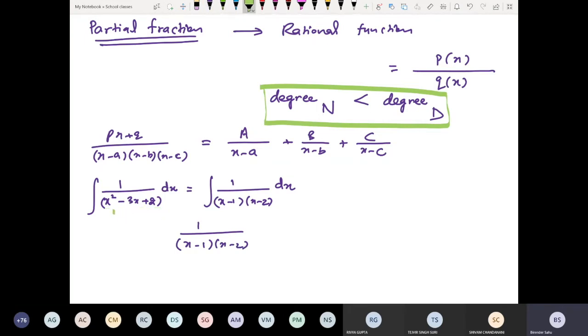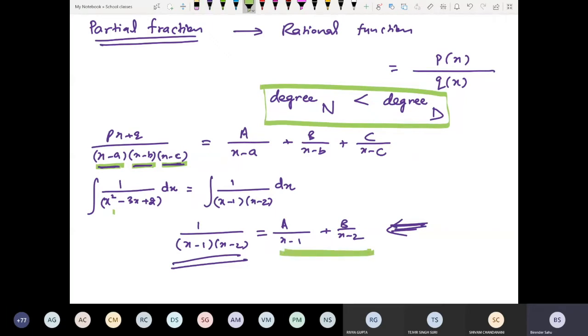It is not compulsory that here we will have only 3 terms. We can have 4 terms also. We can have 2 terms also. But what is necessary here? This is linear, this is also linear, this is also linear. Just like this integrand where we have 2 factors, they both are linear. So we can write this as a by x minus 1 plus b by x minus 2. Partial fraction says we can express this whole expression like this. We are just assuming that this is equal to this.